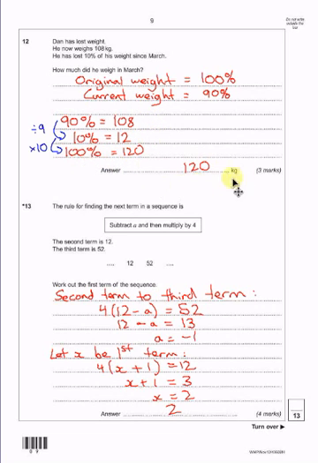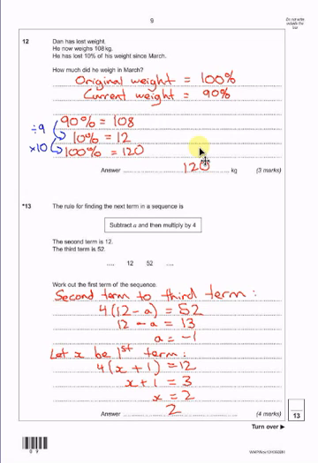Now, you'll get questions like that which might be, it's increased rather than decreased. So you might say he's gone up by 10%. In that case, you'd say 110% equals whatever. Divide by 11 to get to 10, then times by 10 to get to 100. Very similar all the time.